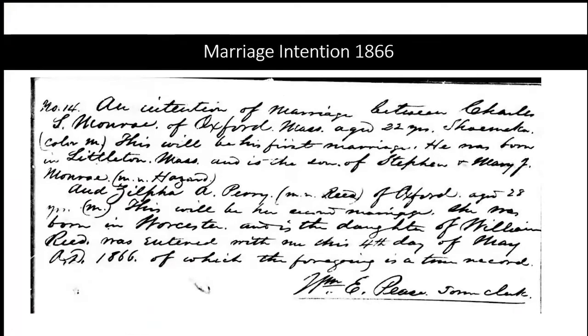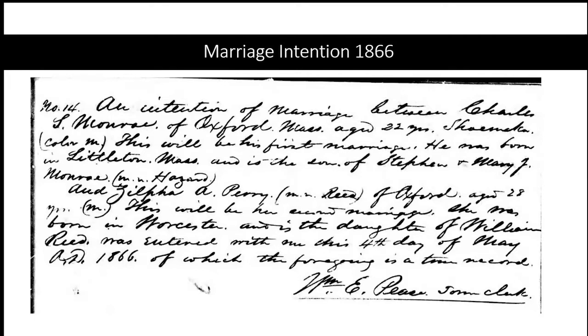Now, here's a marriage intention. Again, these are all handwritten, 1866, for my great uncle, Charles S. Monroe. And again, it talks about Oxford, Mass. His age was 22. He was a shoemaker. He was colored. And this was his first marriage. He was born in Littleton, Mass. and is the son of Stephen and Mary J. Monroe. And his mother's married name was Hazard.